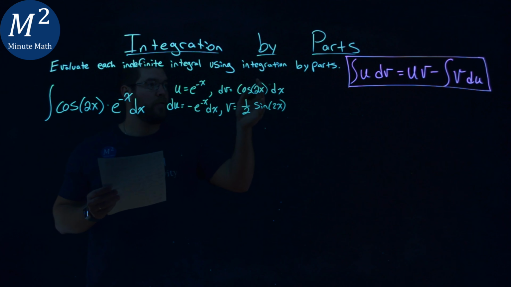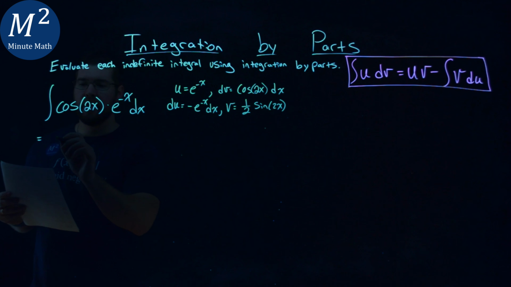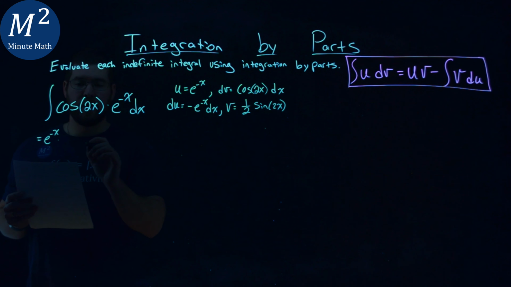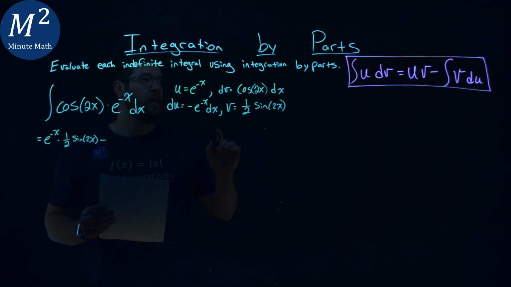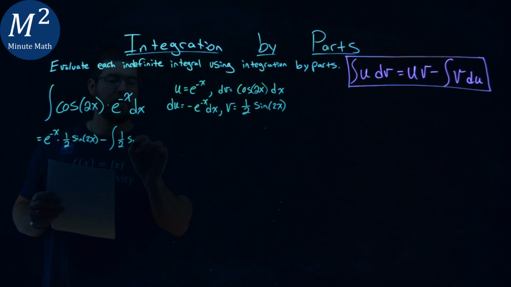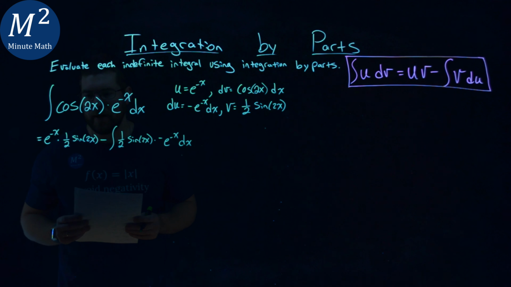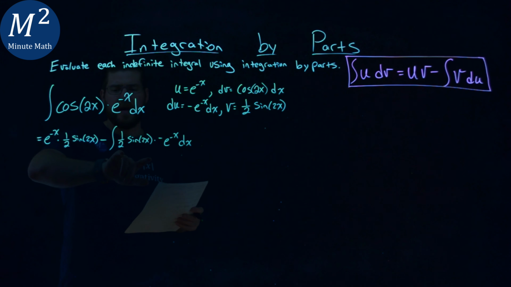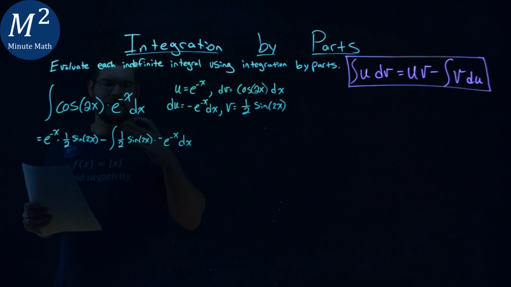Let's apply our formula. We're going to take our time here. We have a u times a v. U value, e to the negative x, times my v value, 1/2 sine of 2x, minus the integral of my v value, which again, that 1/2 sine of 2x, times my du value, a negative e to negative x dx. Okay. Well, what I'm going to do now, I see another integral here, and it almost looks more difficult. But let's pull out what we can and see what we can do.